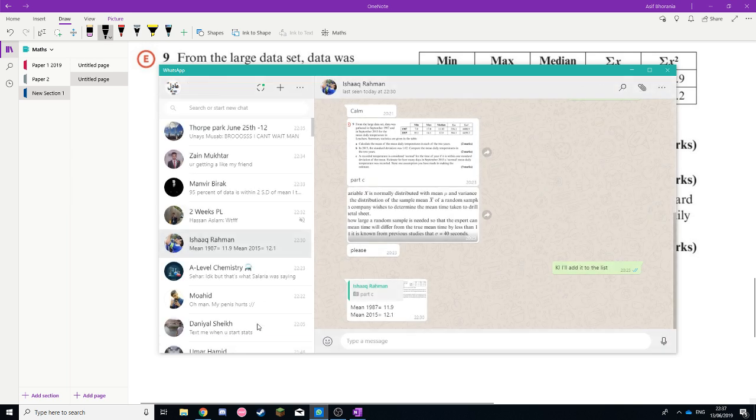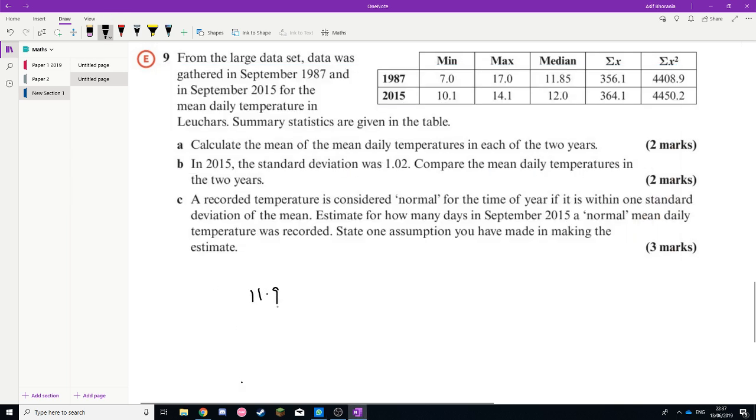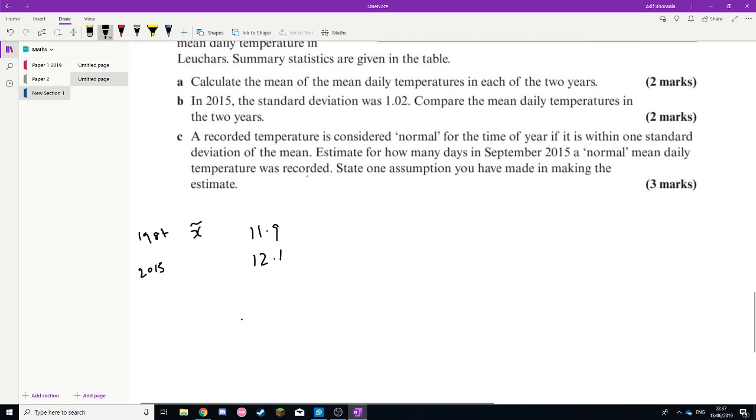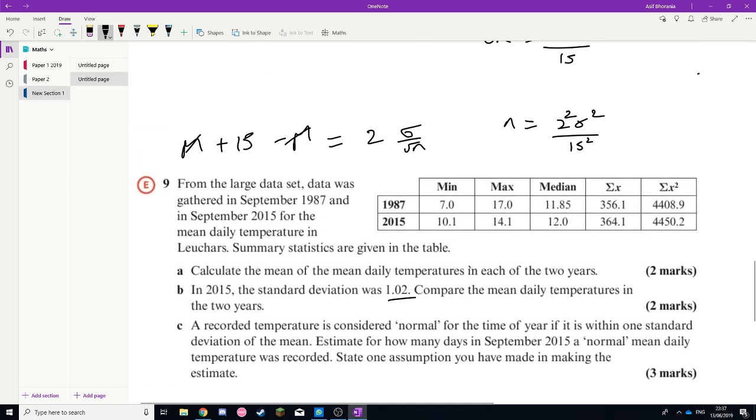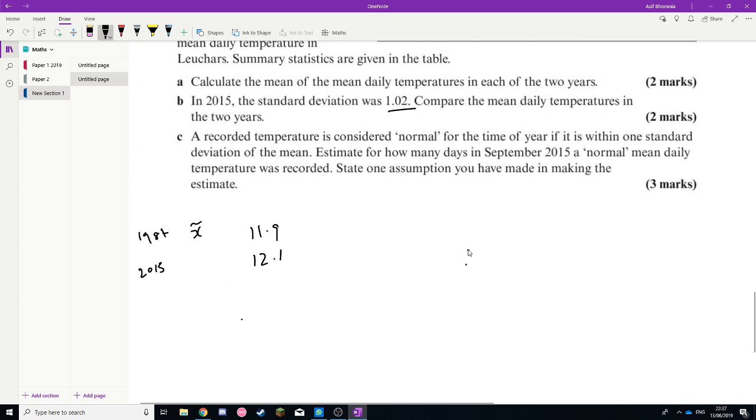Mean was, you said, 11.9 and 12.1. So this is X bar 1987, 2015. Okay, cool. So now I have that the standard deviation of the mean 2015 is 1.02. So 12.1 plus or minus 1.02.